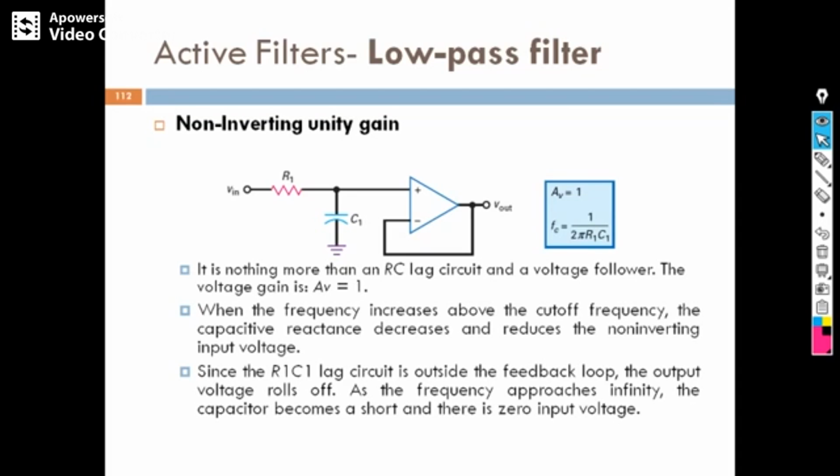Based on the design, there are low pass filter, high pass filter and band pass filter. First one is called low pass filter. It will pass only low frequency component. Second one is called high pass filter. It will pass high frequency component. Third one is band pass filter. So three types of filter classifications are there. Now we will see, first one is the non-inverting unity gain low pass filter.